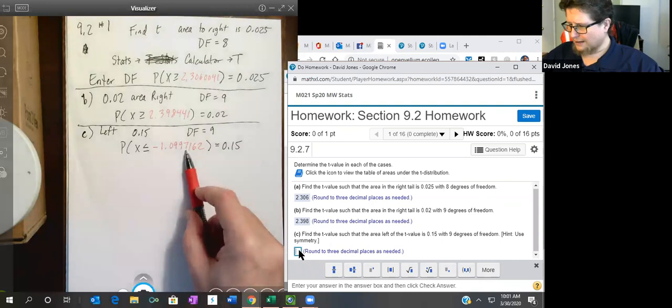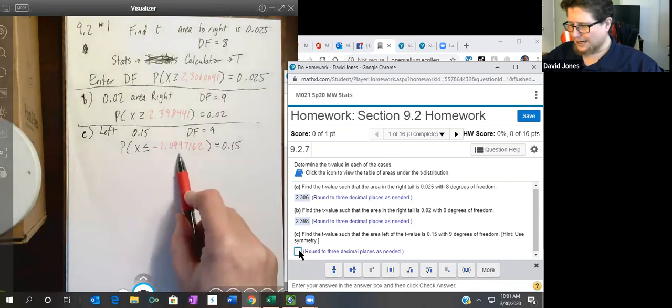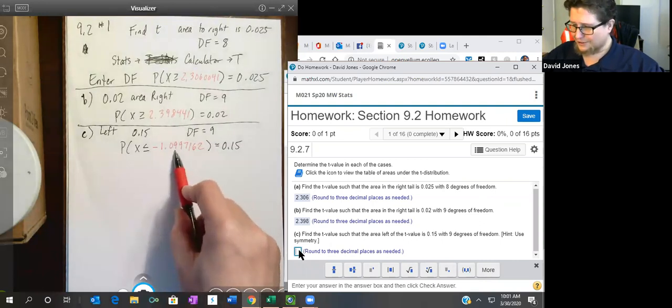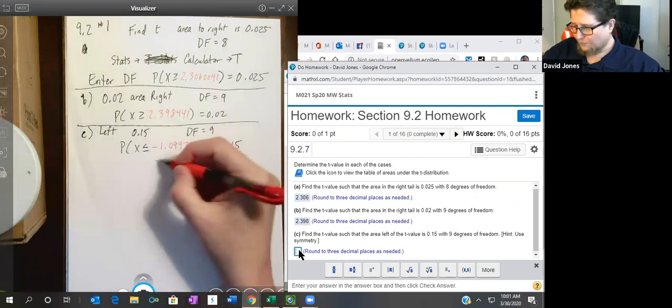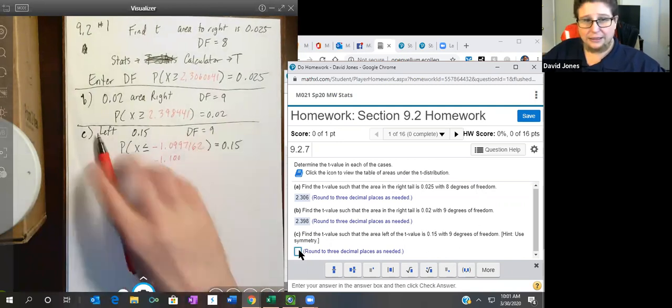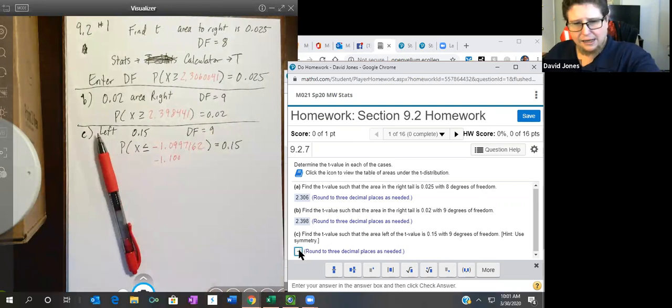So the 7 rounds up to a 10, giving negative 1.100. It should require the final 2 decimal places, the 2 zeros, because that's part of the rounded value.